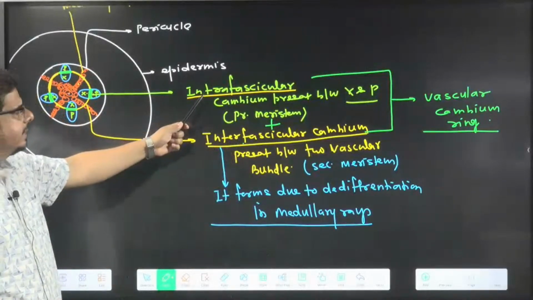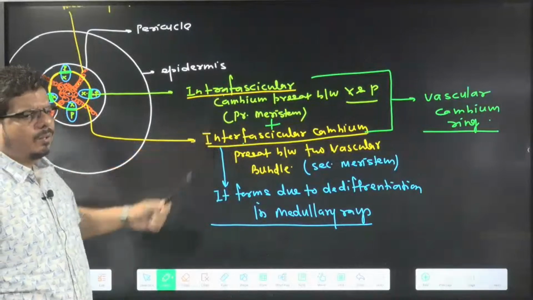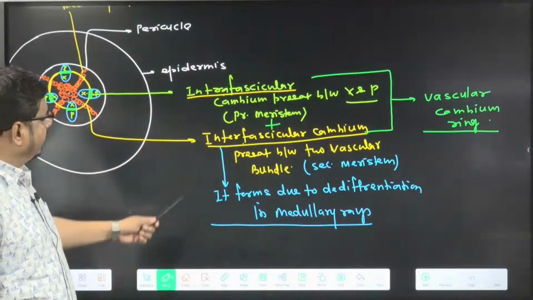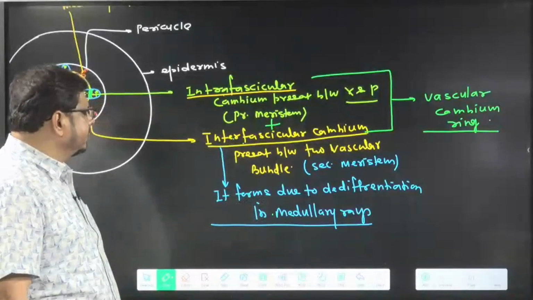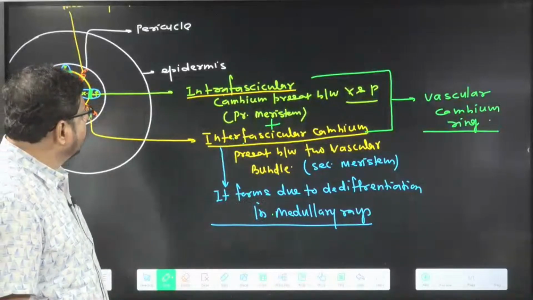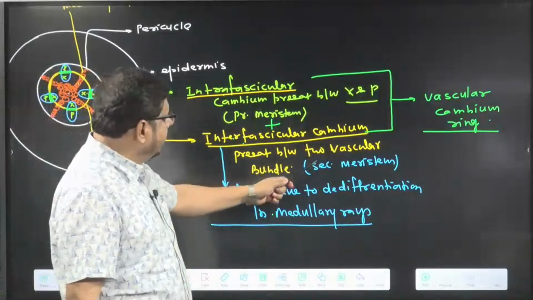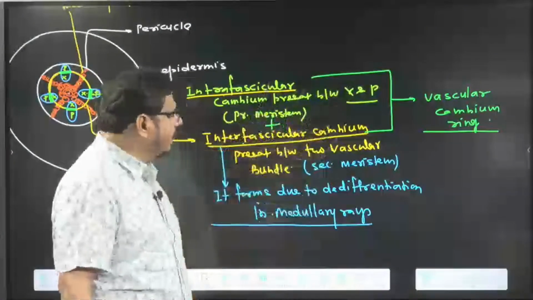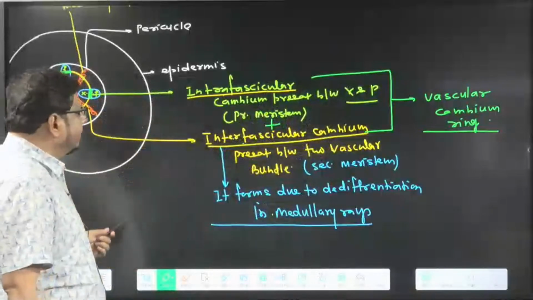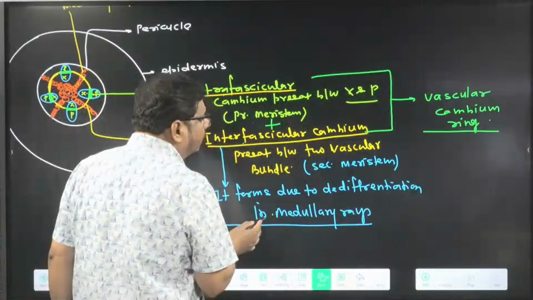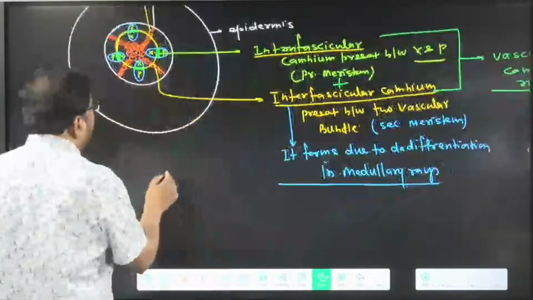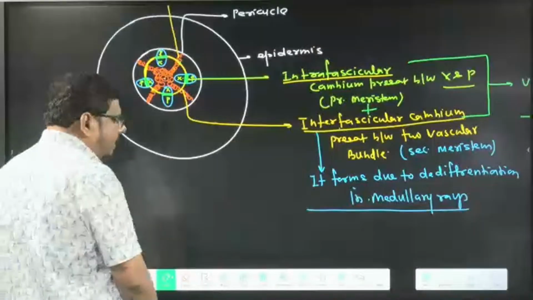Intrafascicular cambium is present since the beginning between xylem and phloem, and interfascicular cambium develops due to differentiation and de-differentiation in the medullary rays, and it is a secondary meristem. Intrafascicular cambium is a primary meristem. Both together form which ring? Vascular cambium ring. So I hope you understand now how the formation of the vascular cambium ring occurs.